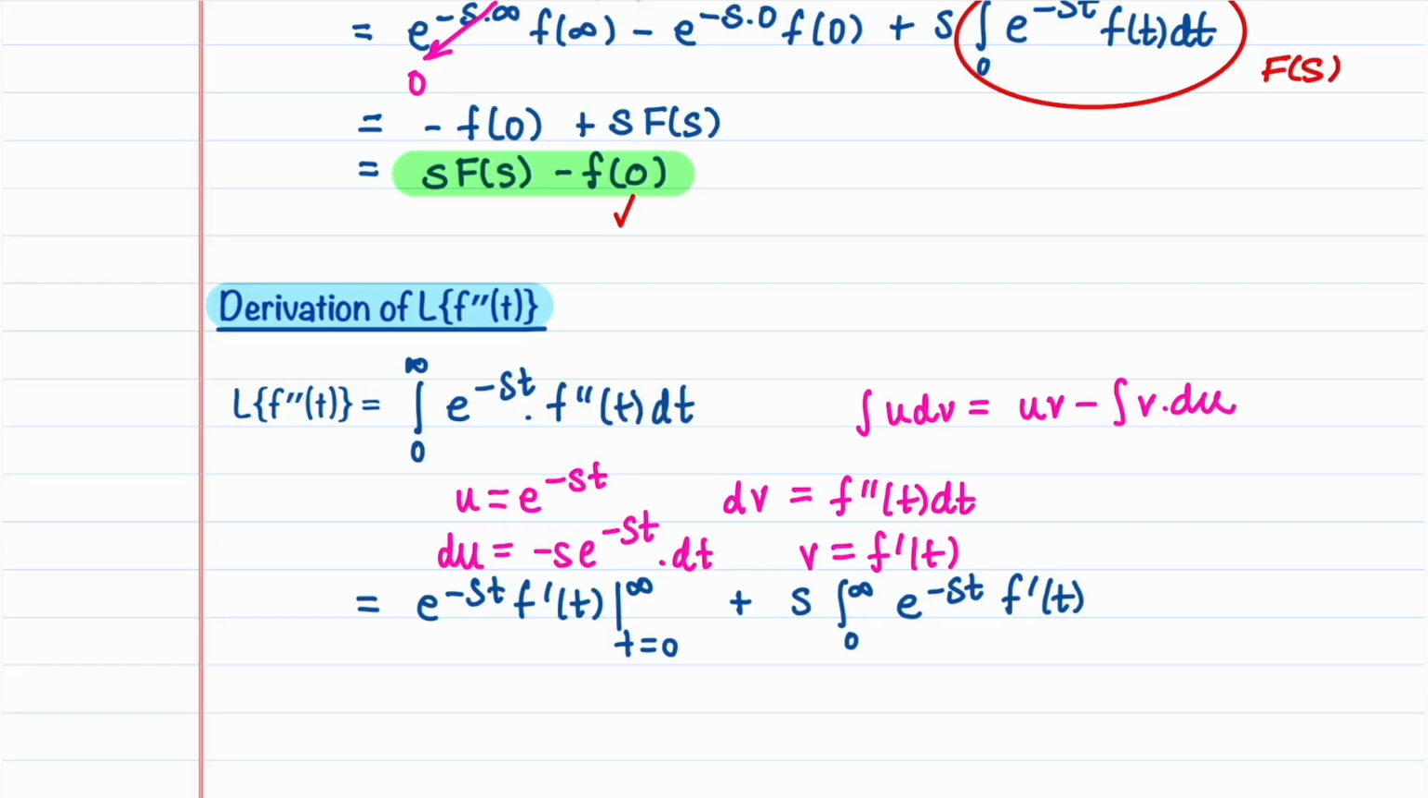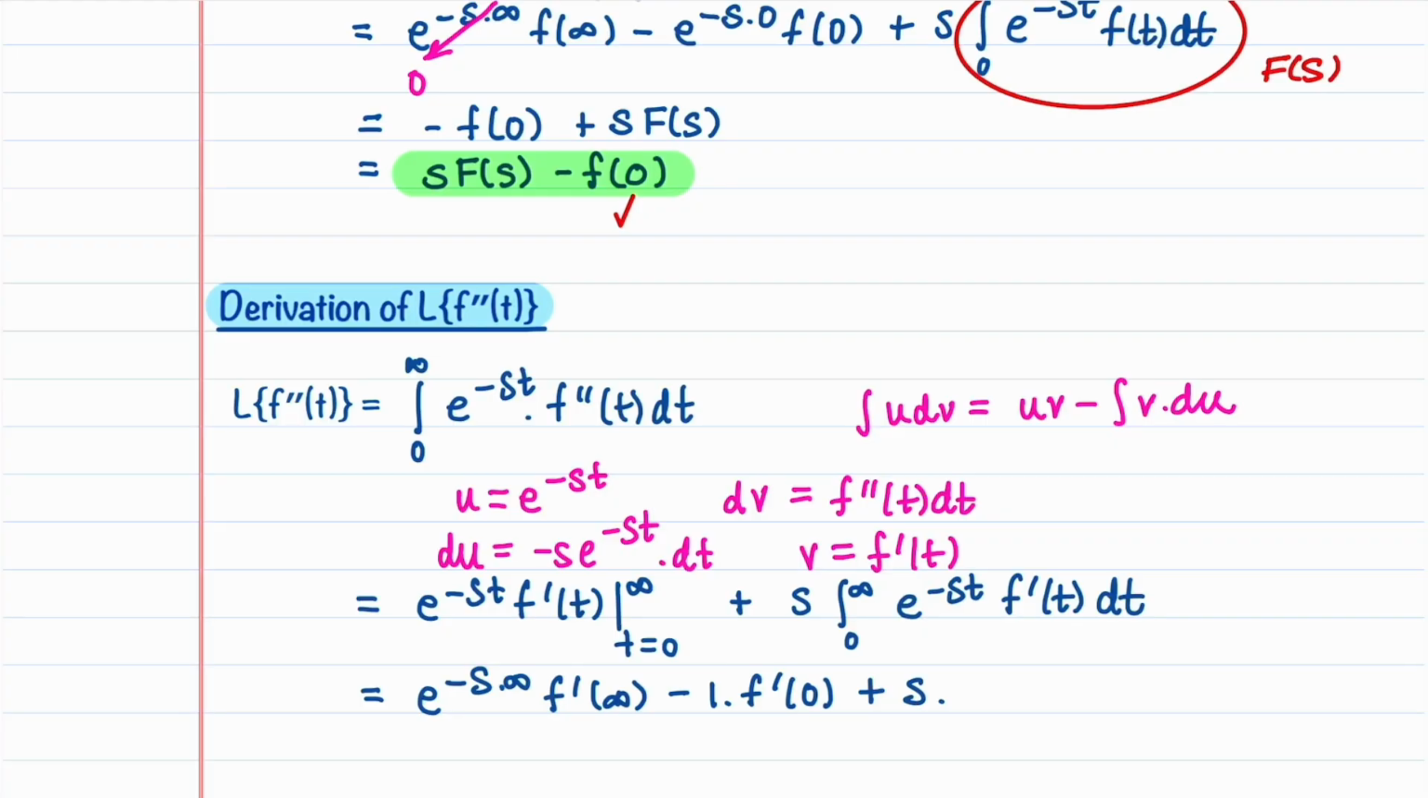of t dt. Just like with the first derivative, our upper limit of integration is going to give us e to the minus s times infinity, f prime of infinity, minus e to the 0, which is just 1, times f prime of 0. And then we have plus s.